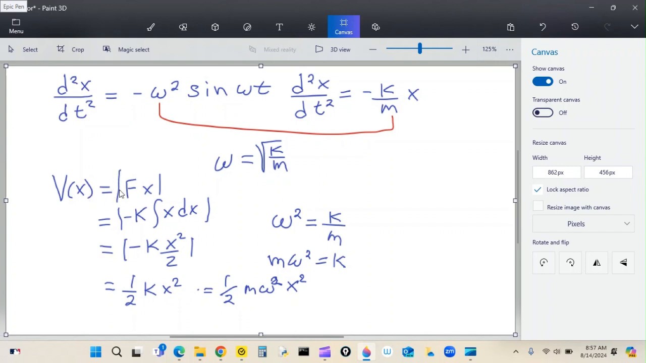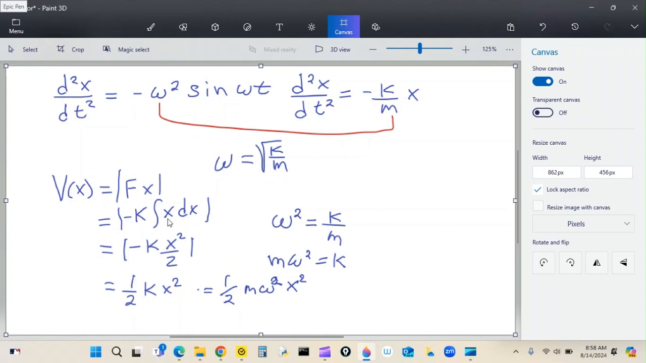Now I'm going to put absolute value around this because the potential energy can't be negative. You can't have a negative energy. So let me plug this thing in here. And what I'm doing is saying that negative kx, which is the force, times the distance, which is going to have to be integrated over that interval from 0 to x as we stretch that spring out.